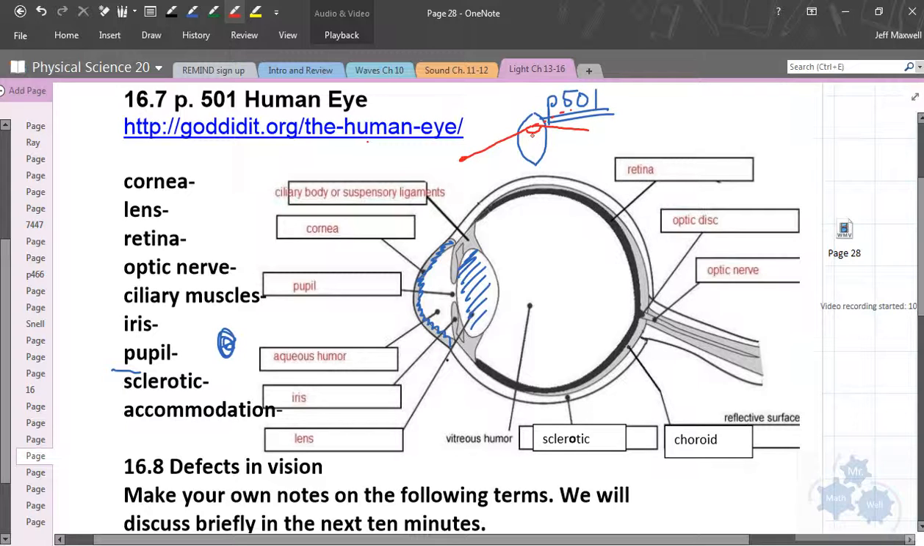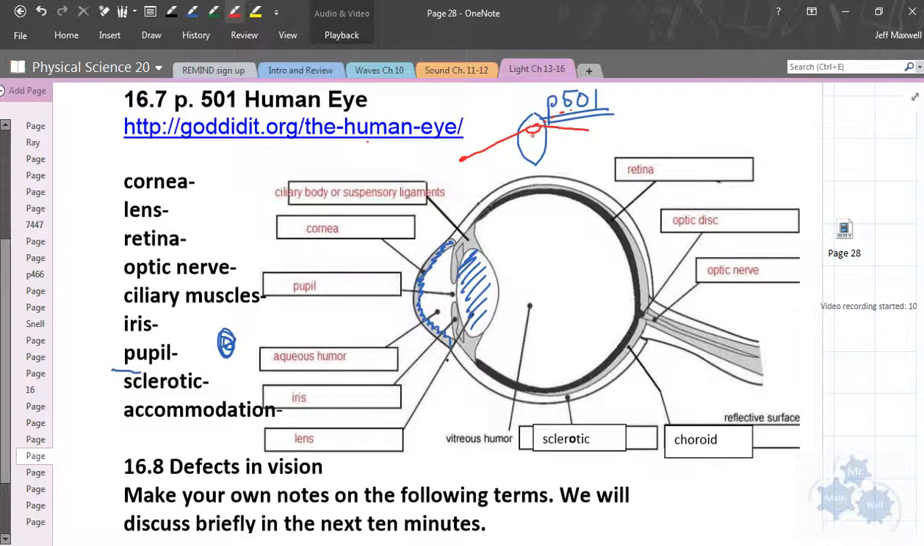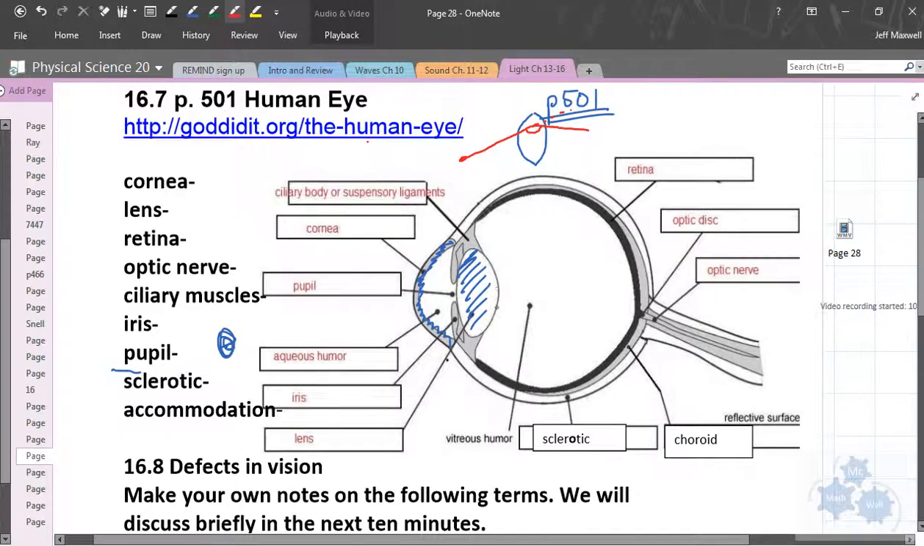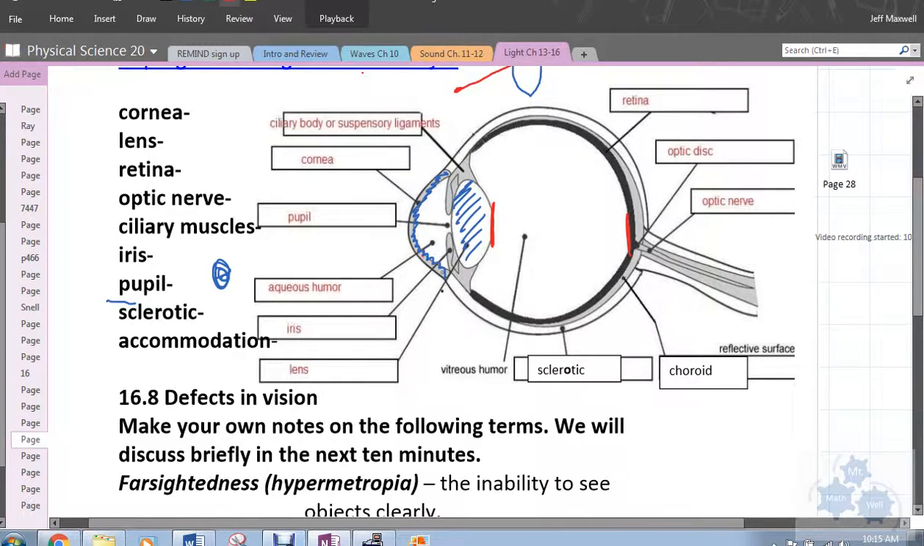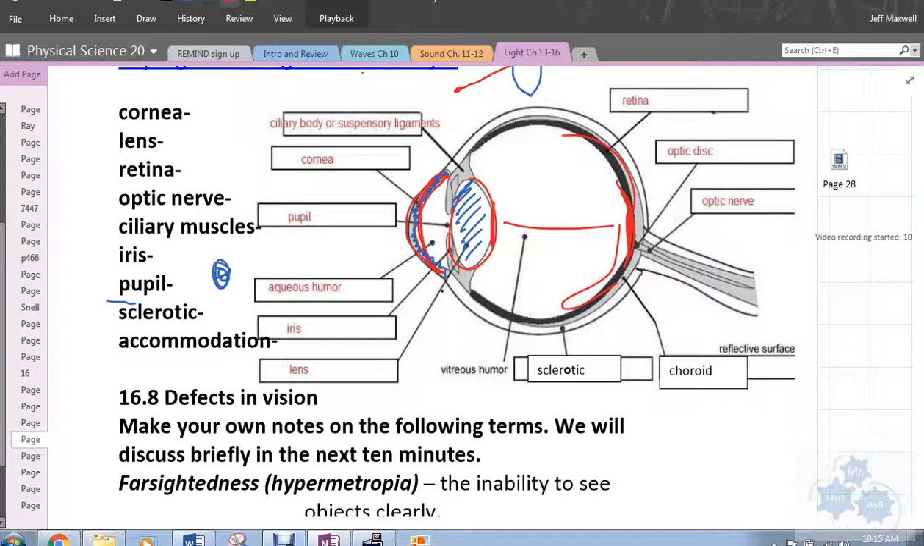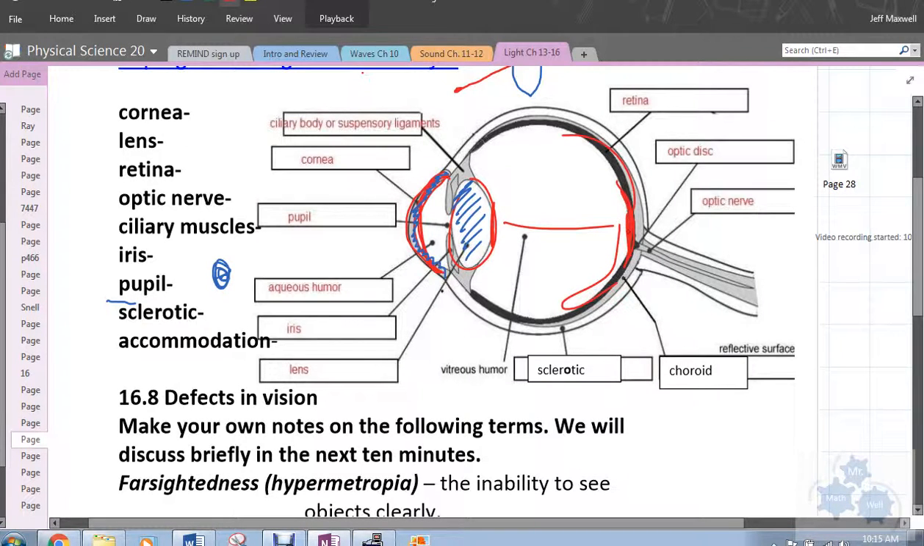Now, if your lens can't adjust very well, or if the shape of your eyeball, the distance from here to here, or the shape of your cornea is altered, and this combination of cornea, lens, space, shape of your eyeball, back to the retina here, if all that combination doesn't work just right, you're going to have some vision problems. The light that's refracting is not going to refract back to the proper spot, okay? Or it's not going to form a sharp image.